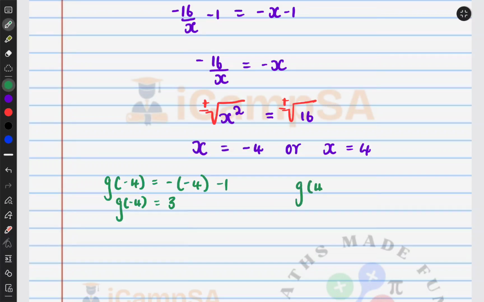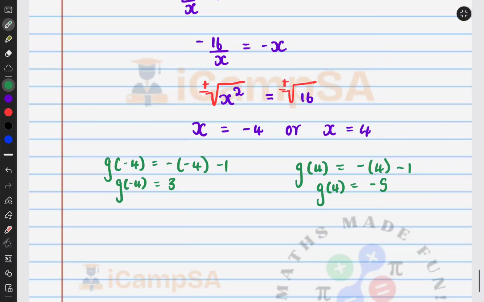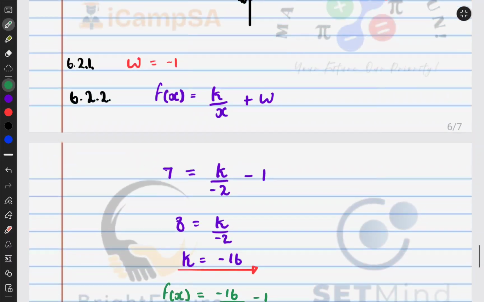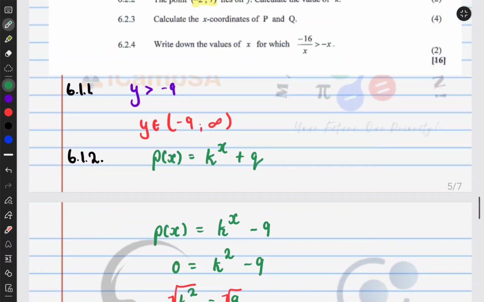G at 4 is going to be negative 4 minus 1. Negative 4 minus 1 is going to be negative 5. G at 4 is going to be negative 5. So we have negative 4 and 3, and then we have 4 and negative 5. Let's see which one goes with which one.